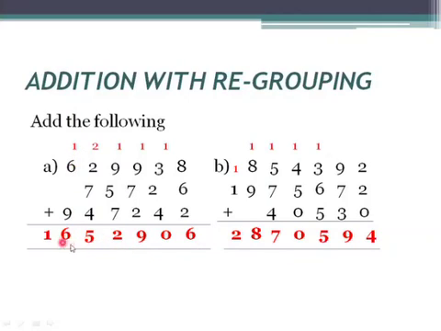So how much will you give me? 16,52,906. In the same way, we will see this example also. Here I have given another sum. So how will we add this one, you see here. 85,000, 8,54,392. Then again here 19,75,672. Again here 40,530. So these are the numbers you have to add.